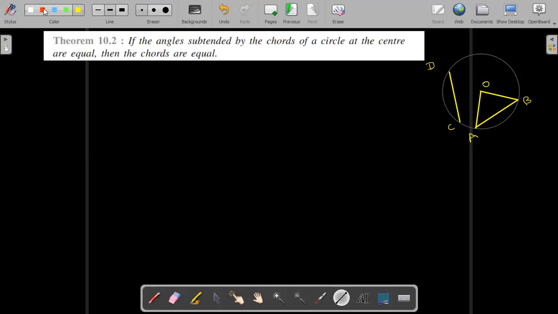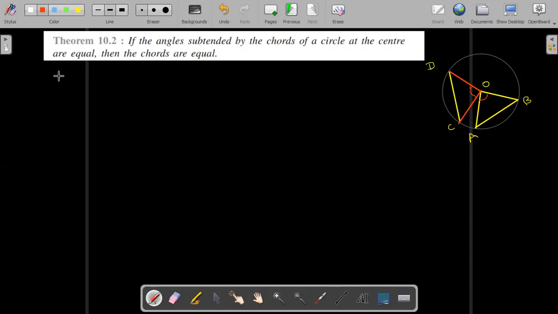Then these two chords, what is given? These two chords are making equal angles at the center. That means this angle is equal to this angle. These two angles are equal. We have to prove that the chords are also equal. That means we have to show that.